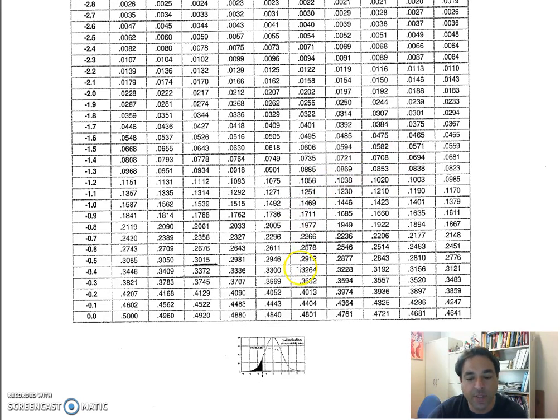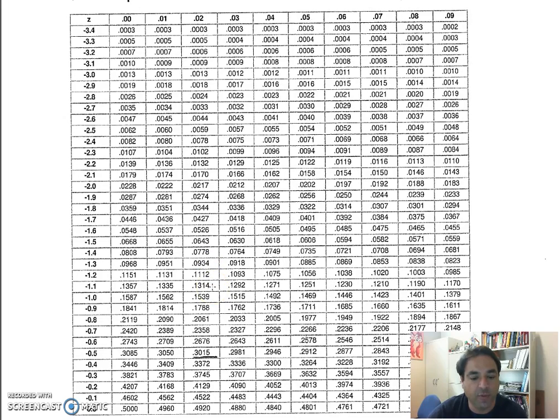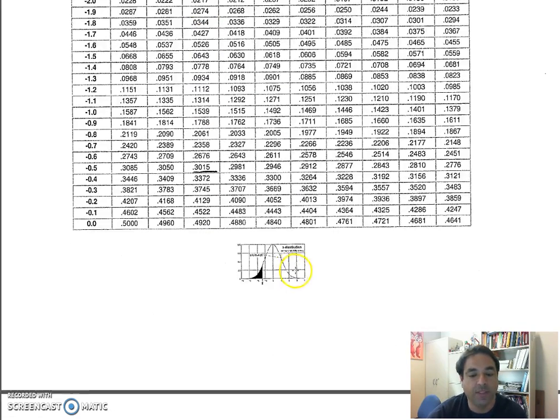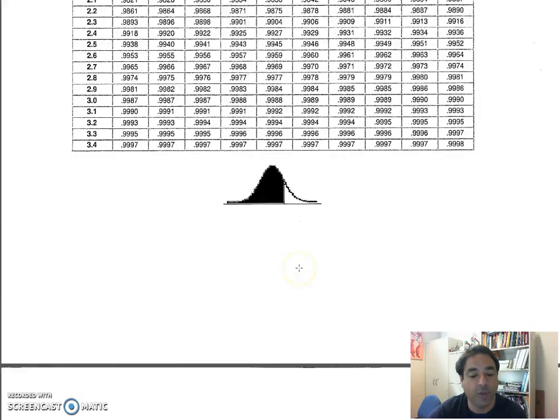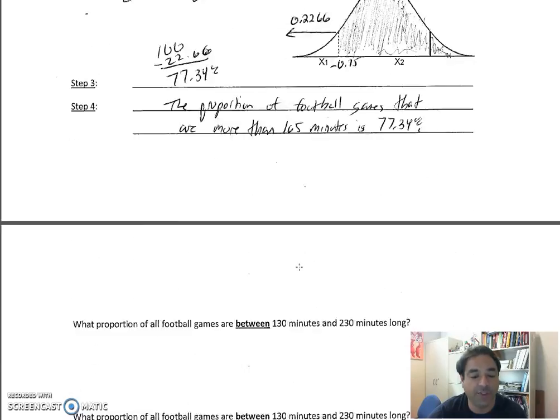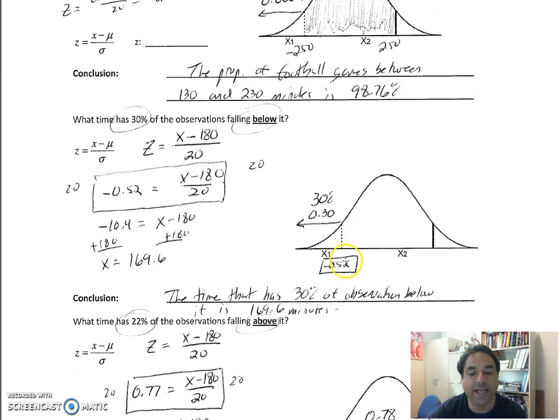The closest to 0.30 would be between these two, and this one technically is a little closer, but either one would be fine. If we choose this one, what z-score gives us that? Negative 0.52. Now it's a little weird because we're going backwards. We're given the percent and asked backwards to find the z-score. The z-score that gives us 30% below would be negative 0.52. Plug that in for z.